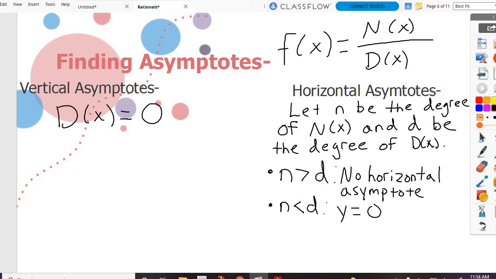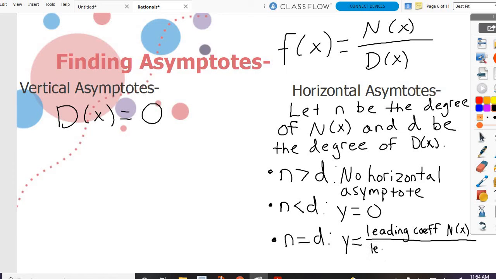And then what's our last option? They equal. Now, if that's the case, what we're going to do is it's going to be the leading coefficient of n of x, so basically the first number of the top, divided by the leading coefficient of d of x, or the bottom. So you'll just divide those two things, and that's what your number would be. Questions on that?